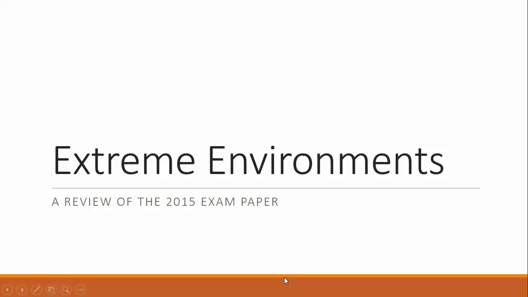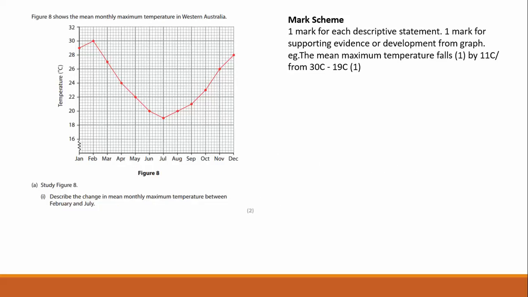Final question on the Unit 1 paper was extreme environments. Generally, this question was done pretty well and saved a lot of marks for you. First question, fairly straightforward. Describe the change in mean monthly maximum temperature between February and July.